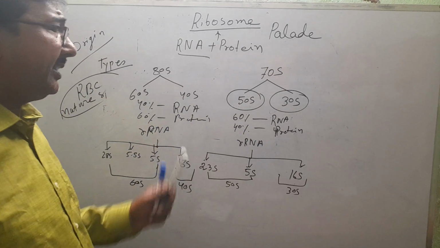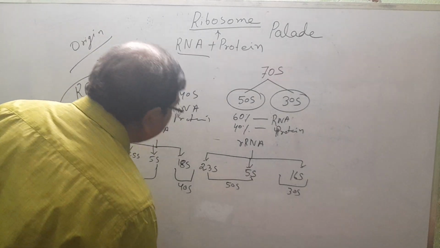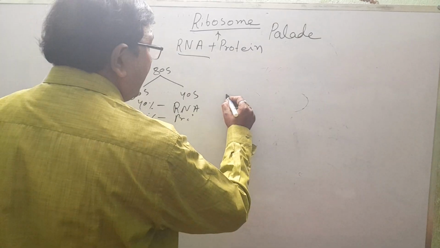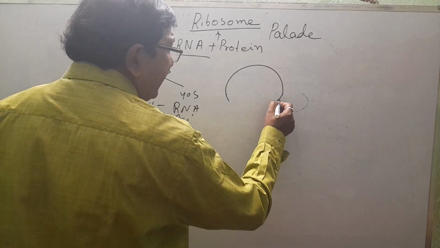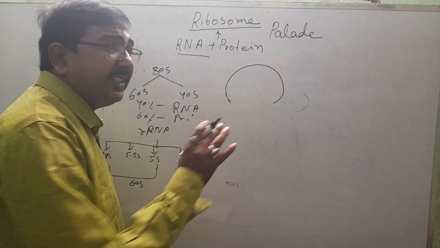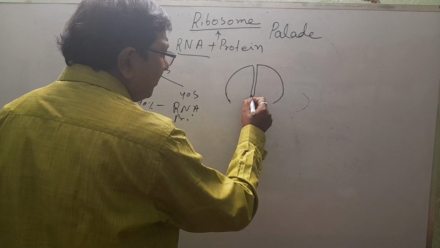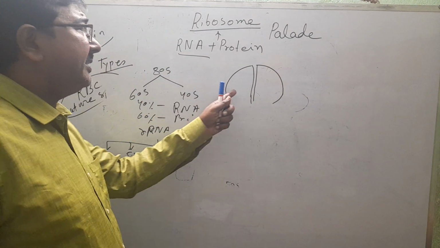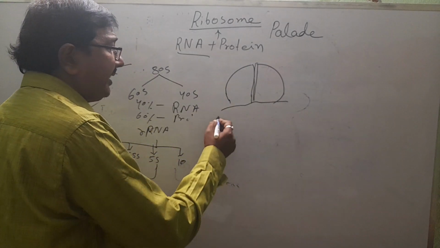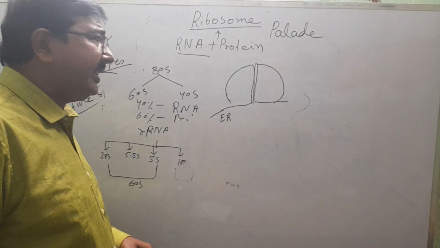The structure of the two subunits in 70S and 80S is almost the same. First, the larger subunit. It has three parts: protuberance, ridge and stalk. There is also a tunnel-like structure. What is its function? The polypeptide formed by this subunit is transferred through the tunnel to the endoplasmic reticulum, and the ER helps to transfer this peptide during protein synthesis.